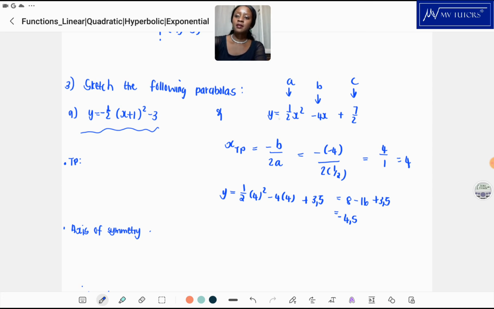So this should be a happy face parabola. Okay, so we're going to have a minimum. So basically the coordinates of the turning point that I have here would be 4 as well as negative 4.5. Okay, yes, it is 4.5. I'm confident. But guys, please, in exams, use the calculator.